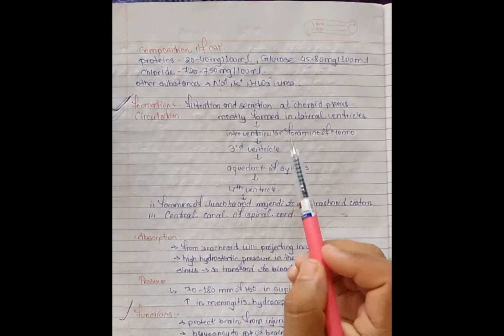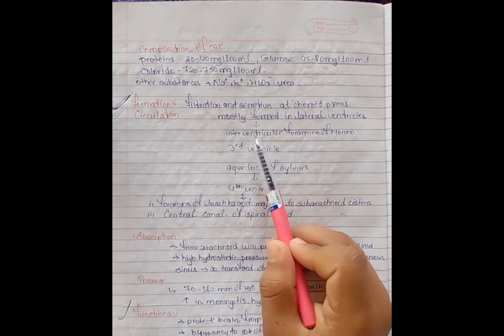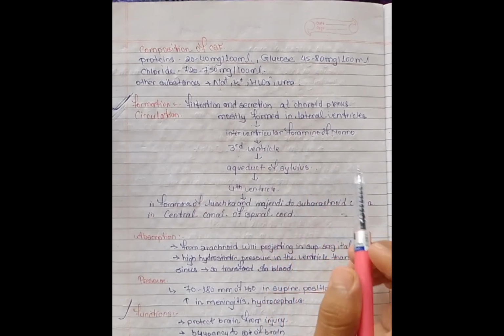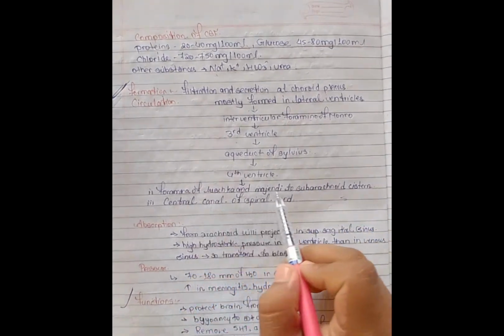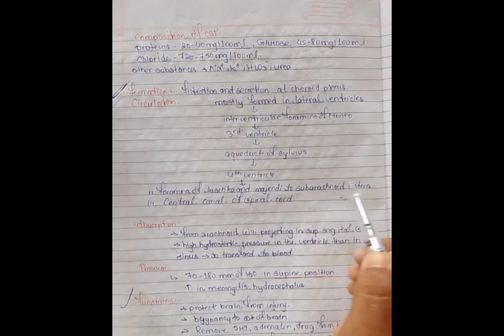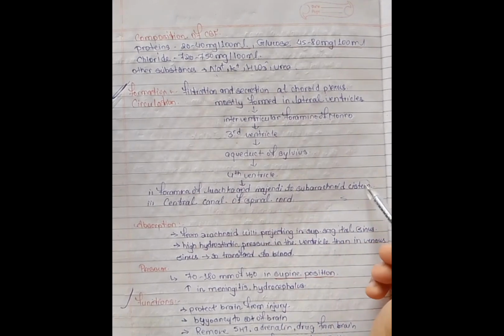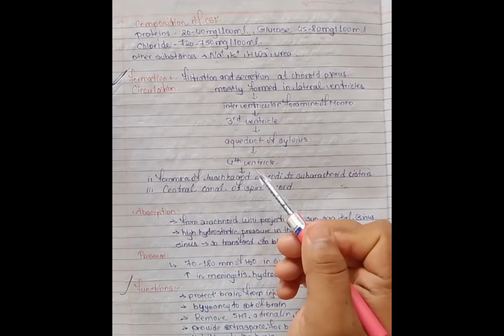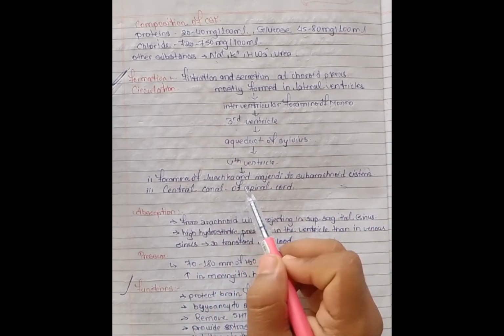Now here, at first it is formed in the lateral ventricle, which passes through the interventricular foramen of Monro, and then the third ventricle, then the aqueduct and the fourth ventricle. Here, from the fourth ventricle, through the foramina of Luschka and Magendie to the subarachnoid cistern. This cistern is nothing but the dilated part of the subarachnoid space, and then it can also pass downward through the central canal of the spinal cord.